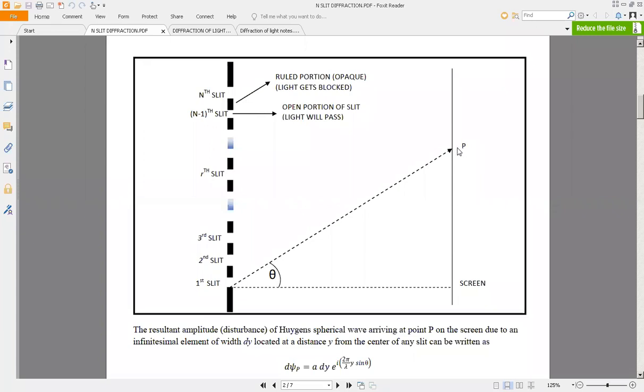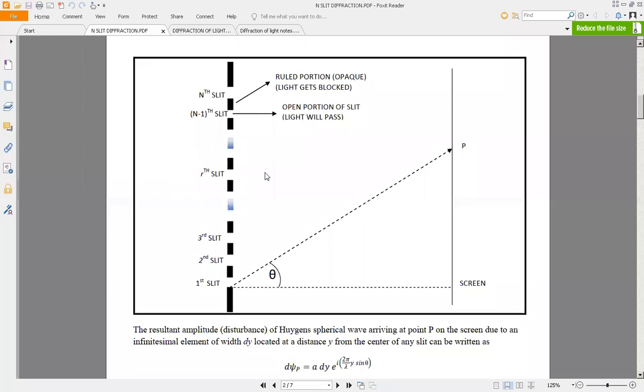So here also the methodology is the same. Once again, you can notice here A dy e power i Q y, I mean e power i 2 pi by lambda y sin theta, I have written here. So once again, I am starting with the same tool, a small piece of slit, its contribution at P, and then I integrate over all the slits, slit 1, slit 2, slit 3, and so on. With a double slit, it is easy. But with n slits, I will do that in the next class.